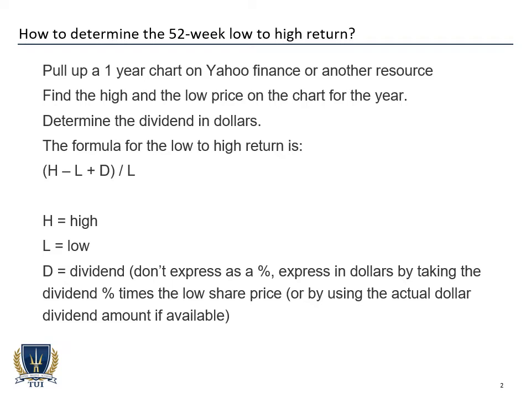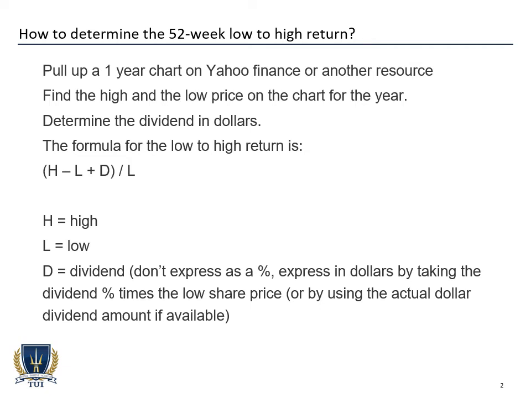Or if you want to do the poor man's version, you would take the dividend percentage and multiply it by the low price for the year. Since they pay a 3% dividend, their low price was 50 for the 52 weeks. It was $50 a share. 3% times 50, if it's a 3% dividend, would be $1.50, and now your dividend's $1.50.